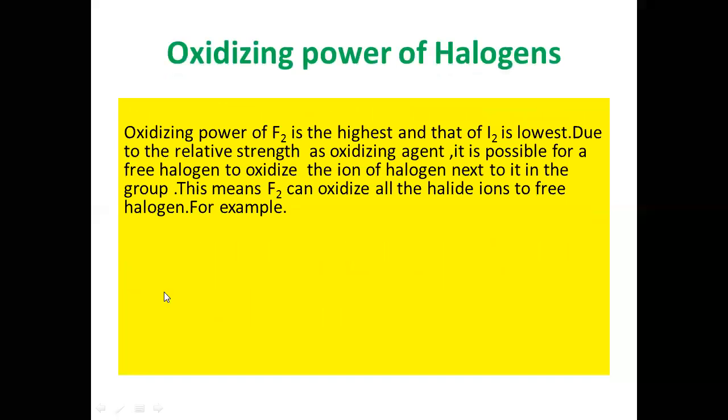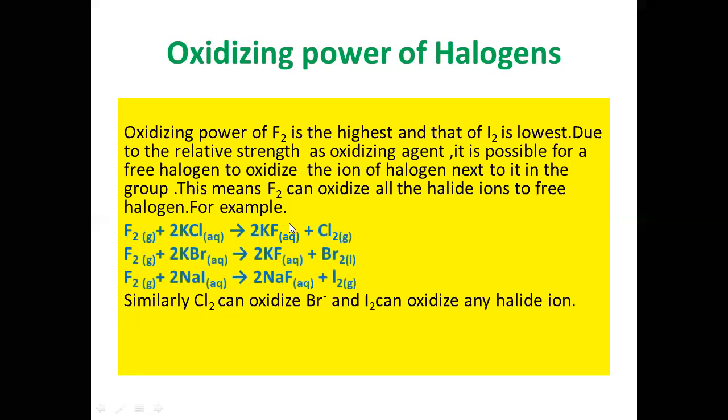Oxidizing power of halogens, I told you, decreases down the group. So the strongest oxidizing agent is fluorine, and that of iodine is the lowest. Due to the relative strength as oxidizing agents, it is possible for a free halogen to oxidize the ion of the halogen next to it in the group. This means fluorine can oxidize all the halide ions which are present under fluorine in the group, but the elements which are present under fluorine cannot oxidize fluorine.